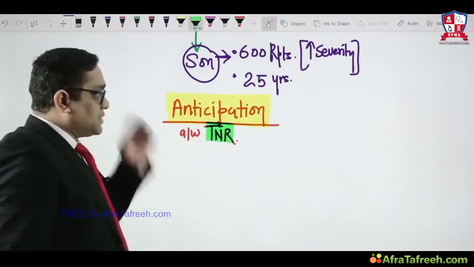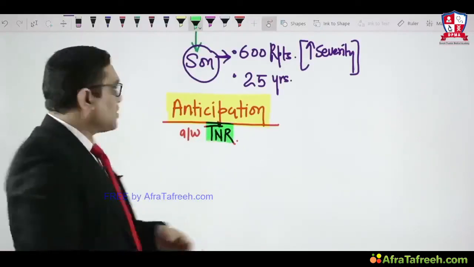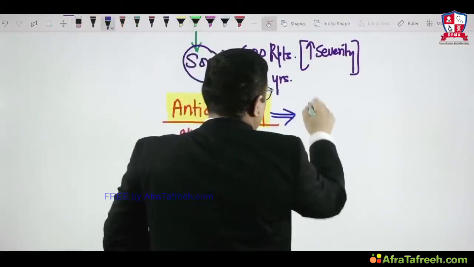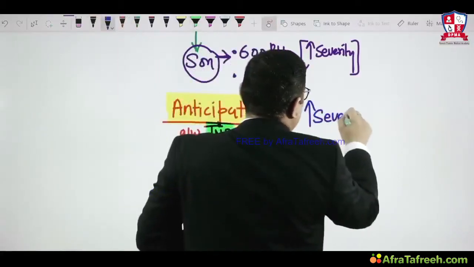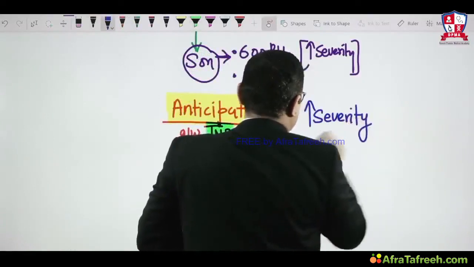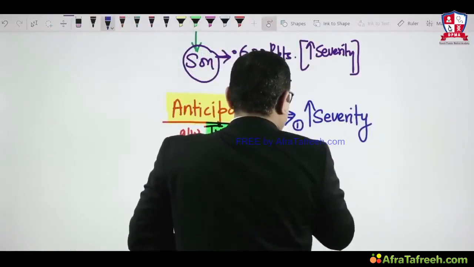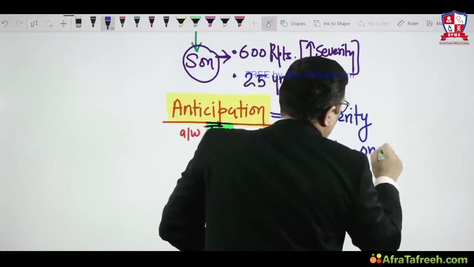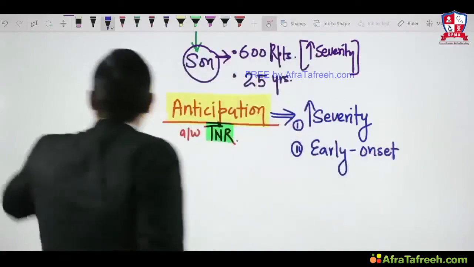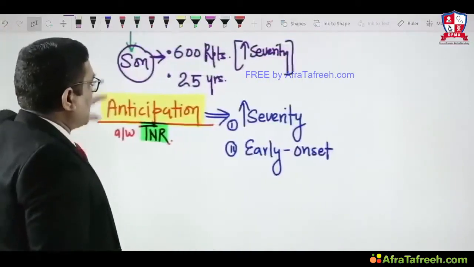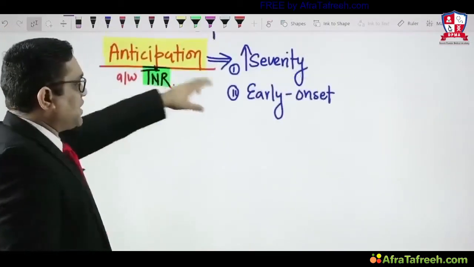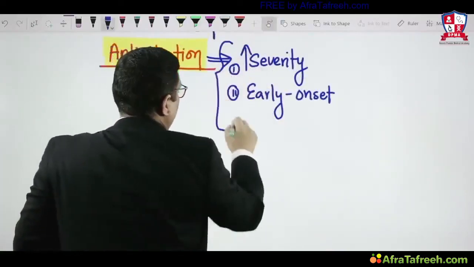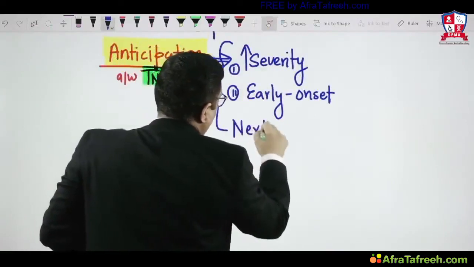What is anticipation? That was another All India question. Anticipation is increased severity of the disorder, number one, and number two, early onset of the disease. So anticipation is increased severity of the disorder and early onset of the disease in the next generation.